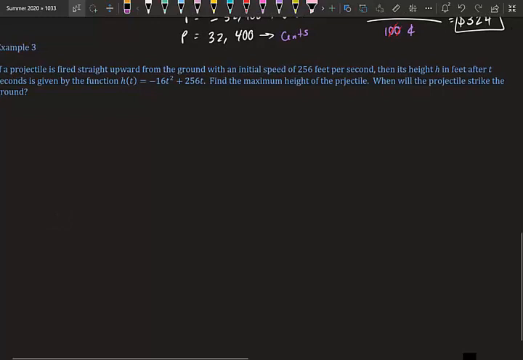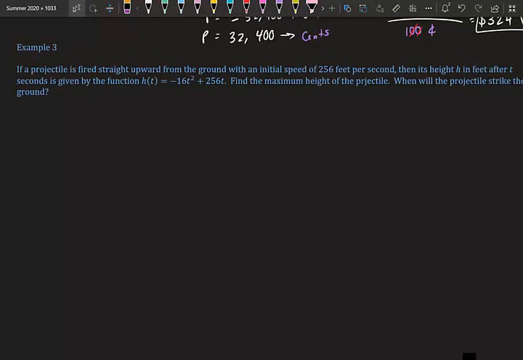So if a projectile is fired straight upward from the ground with an initial speed of 256 feet per second, then its height h in feet after t seconds is given by the function h of t equals negative 16t squared plus 256t. Find the maximum height of the projectile. It's supposed to say projectile. You know I can't type. When will the projectile strike the ground?